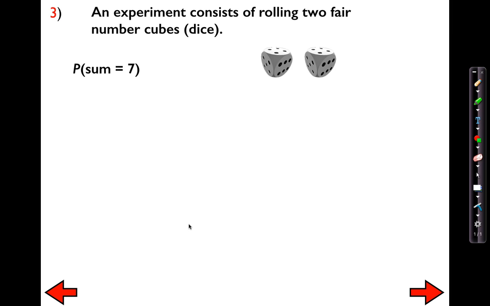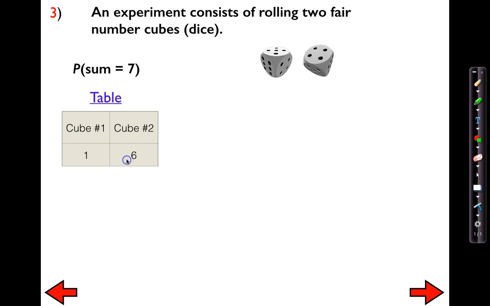Number 3 is asking us to conduct an experiment that consists of rolling 2 fair number cubes, or in other words, dice. They're asking us to find the probability that the sum is equal to 7. So what I'm first going to do is create a table that follows the requirements, which is I need the 2 numbers to add up to 7. So I'm going to do 1 and 6, 2 and 5, 3 and 4. And now I can switch.